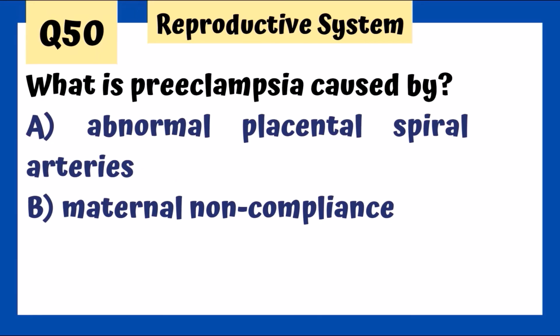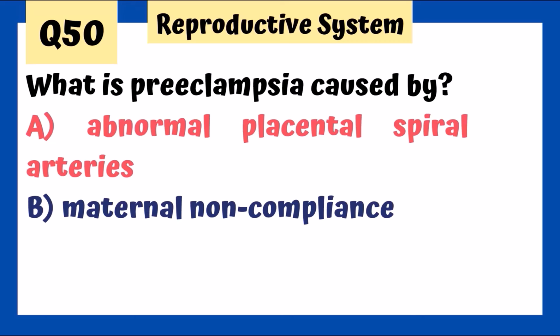Question 50. What is preeclampsia caused by? Abnormal placental spiral arteries. How do we treat the mother? We give antihypertensives, but we may perhaps give IV magnesium sulfate to prevent seizures, because once there are seizures, that's eclampsia. And the definitive treatment of eclampsia is delivery, because once the placenta is out, the problems start to resolve because the problem was caused by the placenta.